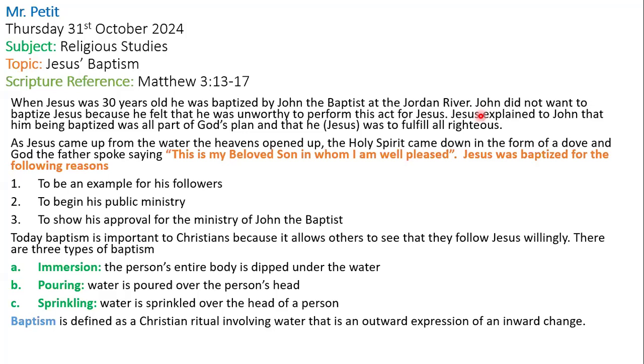Define the term baptism. A Christian ritual involving water. An outward expression of an inward change. Very good.